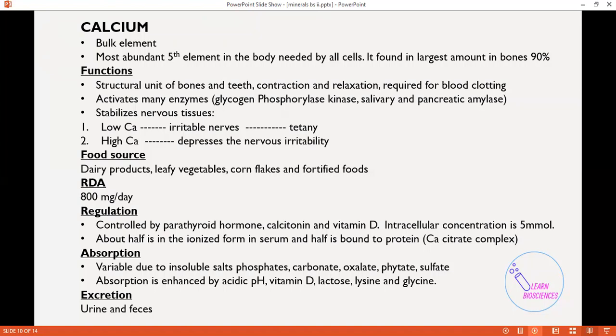Absorption is enhanced by acidic pH, vitamin D, lactose, lysine, and glycine. Why do we talk about the acidic pH? Because your gastric pH is about 2. So this pH activates the enzyme which enhances the absorption of calcium, and it is excreted in urine and feces.